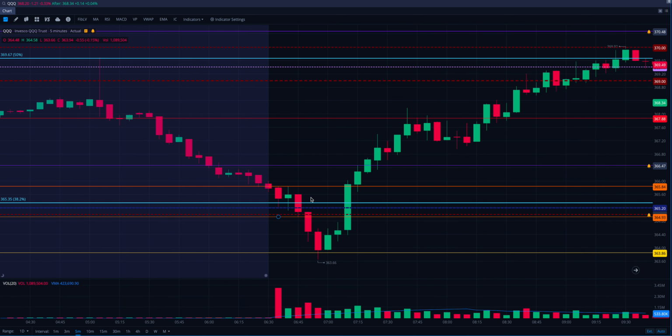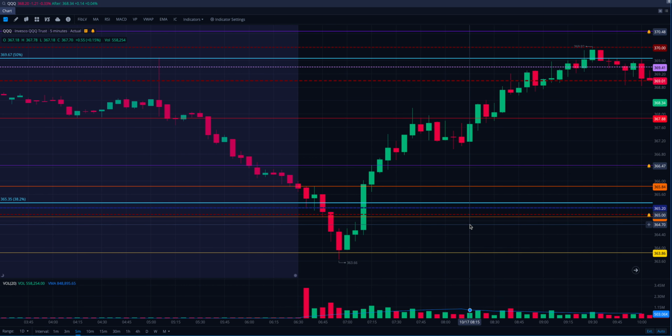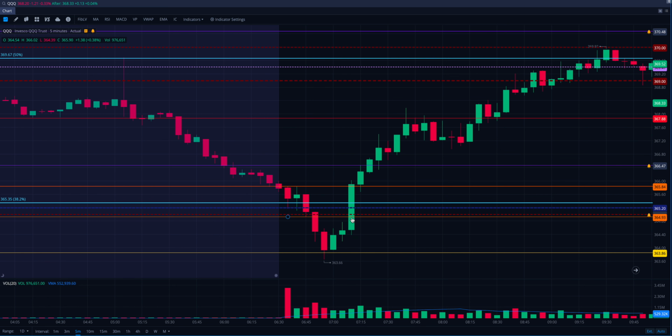This was my oversight and mistake that started me red on the day. So what did I do instead? I didn't try to go back short at opening range low. I preferred instead to even give myself a little bit more time.